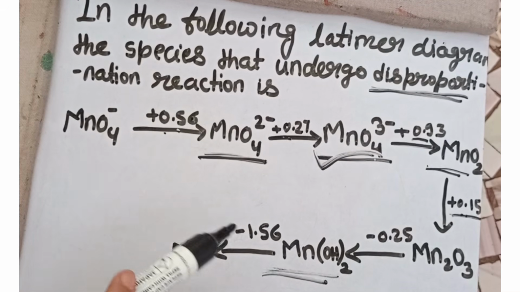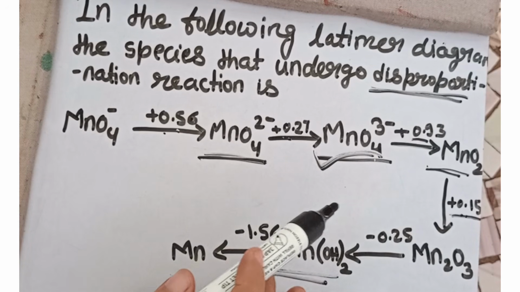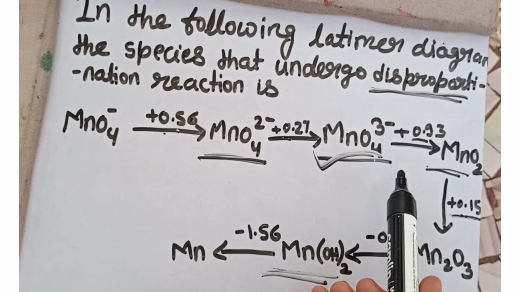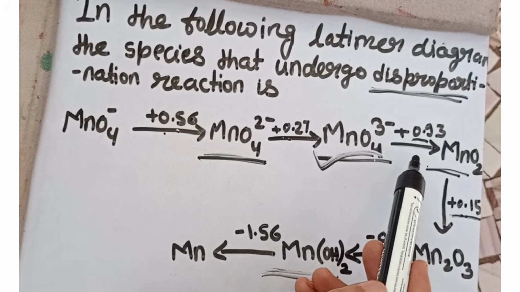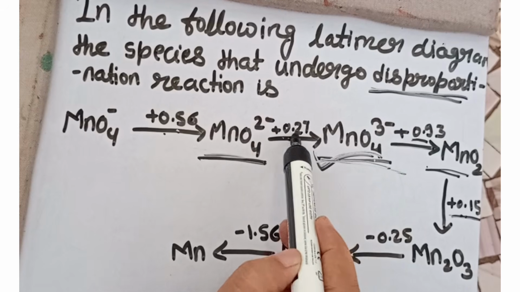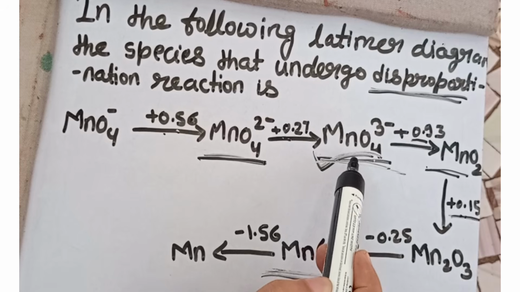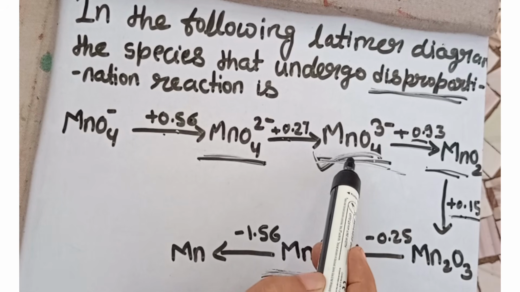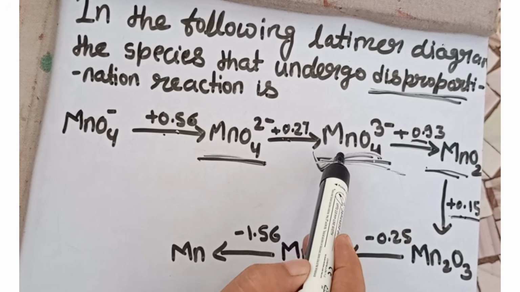So if you are given a Latimer diagram and you are asked which of the following species will undergo disproportionation reaction, compare the positive potential values on the right side and the left side. If the positive value on the right side is greater than the positive value on the left side, the species which is between these potentials undergoes disproportionation reaction, which means it will undergo both reduction and oxidation. It also means that this oxidation state is not stable.